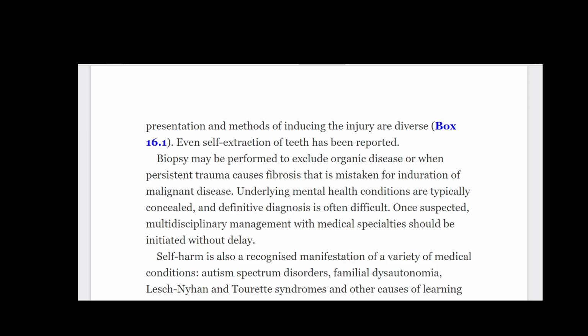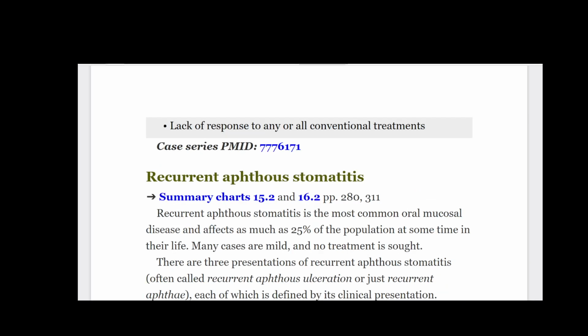Box 16.1. Features suggesting that lesions are factitious: lack of correspondence with any recognizable disease, bizarre configuration with sharp outlines, usually in an otherwise healthy mouth, clinical features inconsistent with the history, in areas accessible to the patient. Lack of response to any or all conventional treatments. Case series.